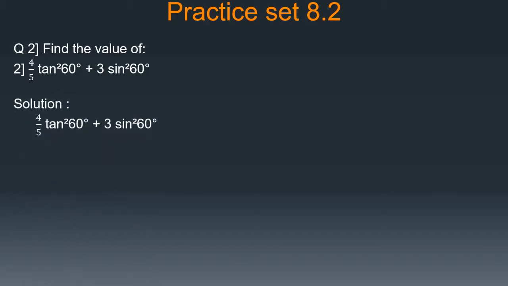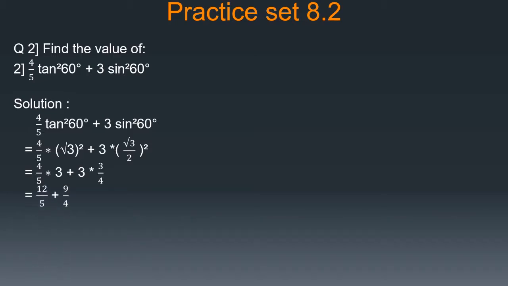So let us begin. First write the question as it is, then write 4 upon 5 into tan 60 is root 3, but it is asked tan square 60, so we are going to take root 3 square, plus 3 into sin 60 is root 3 upon 2, but here it is sin square 60, so we are going to take root 3 upon 2 the whole square. Solving it, we get 4 upon 5 into 3 plus 3 into 3 upon 4.